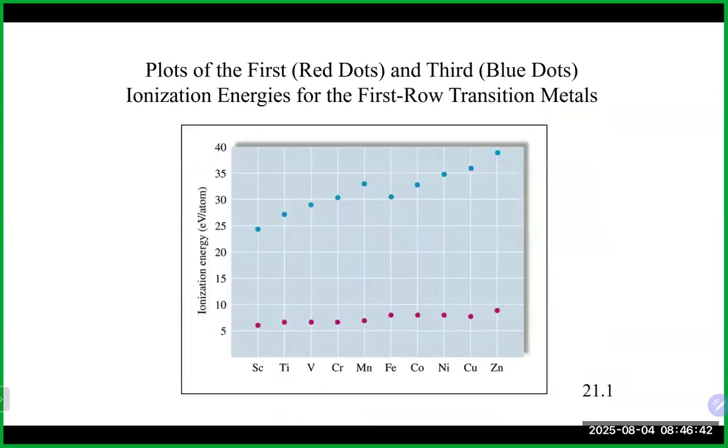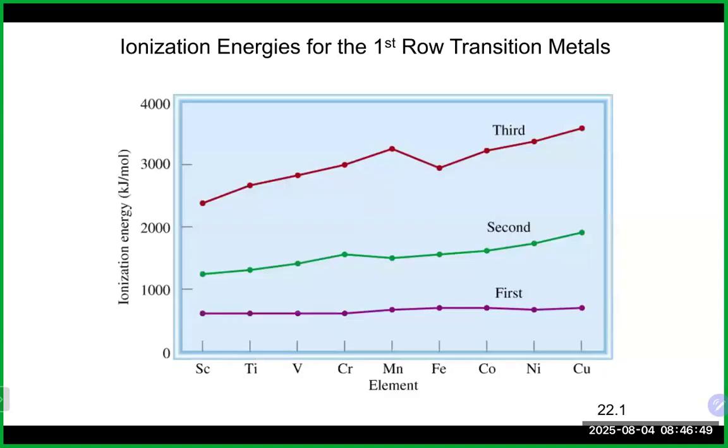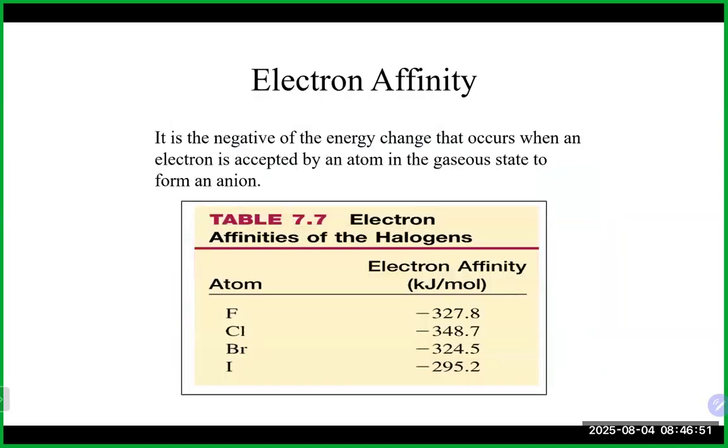Here are our ionization energies between first and third. Third much higher than the first. Again, harder to remove that third electron. There's our second in between there.